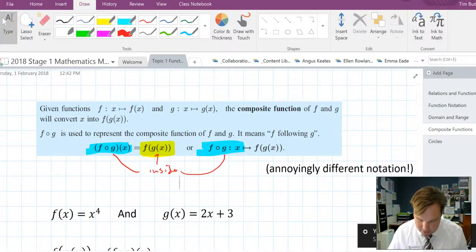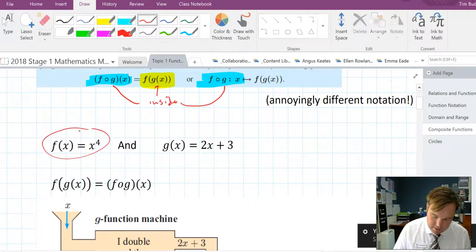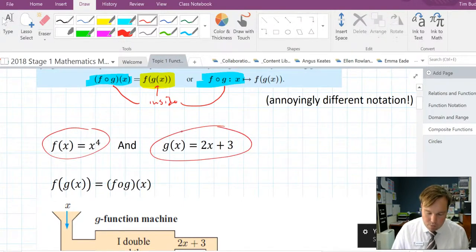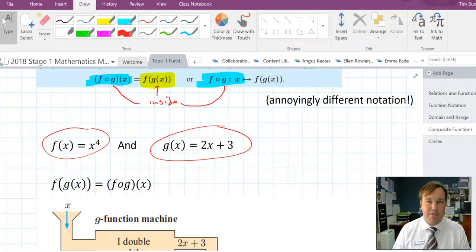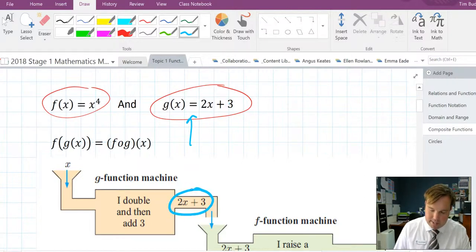Alright, so let's look at this. f in this case being outside and g inside. What this means is that we take the value of x and we throw it into the g function. So into the g function here, we mean that we've taken x, we've multiplied it by 2 and added 3. So double and then add 3, and what we're left with is this. Then that, in turn, gets thrown into the f function.